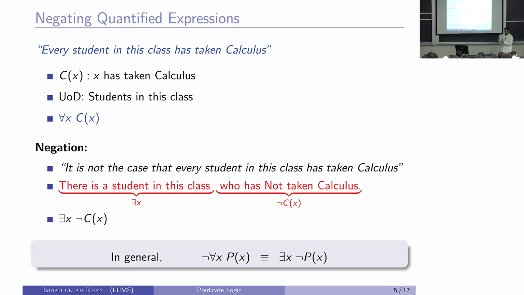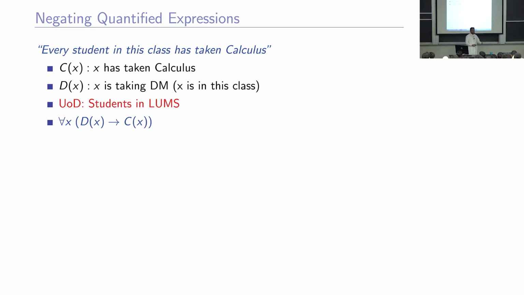Generally speaking, when you want to negate a universally quantified predicate, you would do this. The quantifier flips, existential becomes universal, universal becomes existential, and the negation goes to the predicate itself. This is exactly what DeMorgan's law told us, right? And this is good.